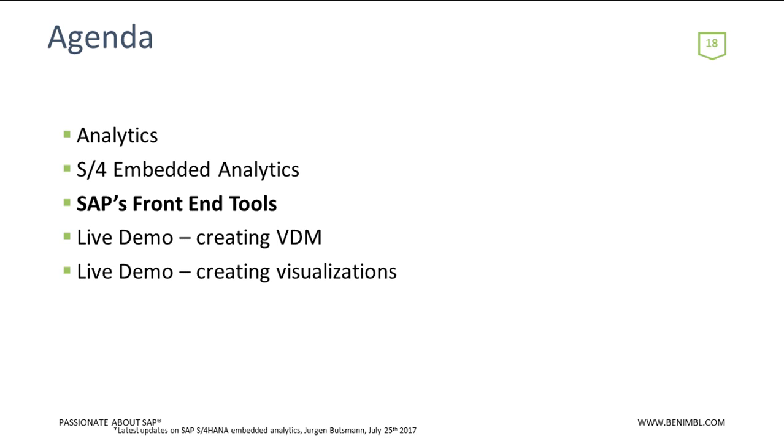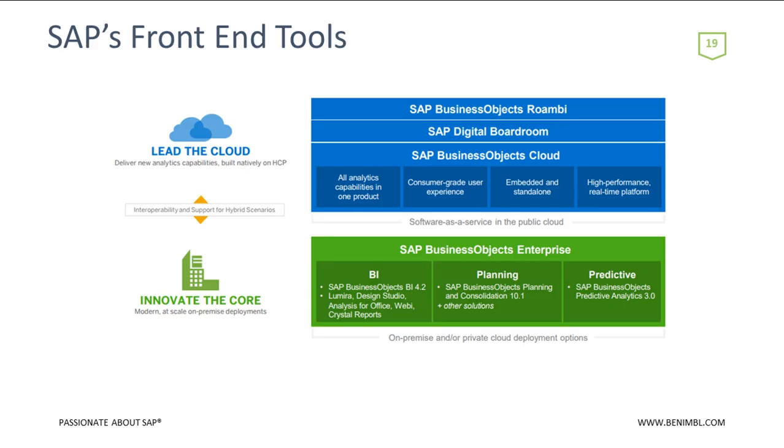So briefly, let's talk about the front-end tools. Most of you here do have Business Objects, or at least half of you have Business Objects. So this is an SAP diagram in terms of where they see the front-end tools going. They have at the bottom, part in green with Innovate at the core, pretty much your on-premise tools. Again, they have their BI suites, so Lumira, Design Studio, Analysis for Office, WebI, and Crystal Reports. You have your planning tools going forward, as well as you have now predictive analytics.